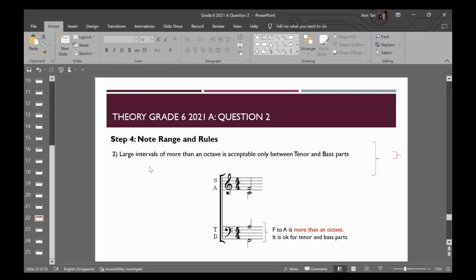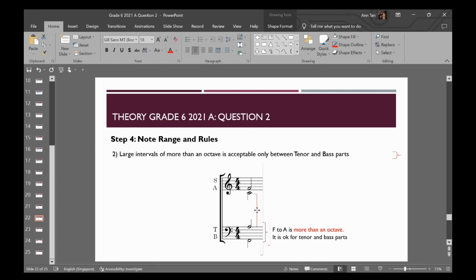Large intervals of more than an octave are acceptable only between the tenor and bass parts. So let's take a look at this example. For the bass, we have the F and the tenor A. This is more than an octave and is okay for the tenor and bass parts. Let's check the rest of the voices.